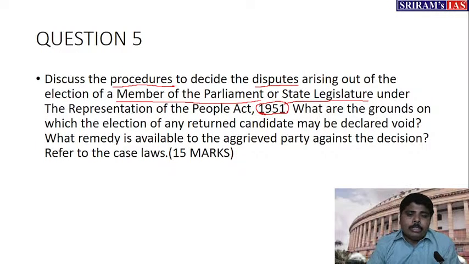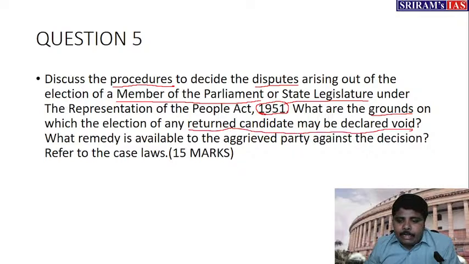Number 2, the second division of this question goes to the area relating to what are the grounds on which the election of any returned candidate may be declared as void. The term void may look like a small legal term, but the English word void means something declared as wrong, incorrect, which is not appropriate in nature. Number 3, whenever there is a problem, there should be some amount of remedy available, right? It is not that every problem will go just like that. Every problem has a remedy. So here, what remedy is available to the aggrieved party?